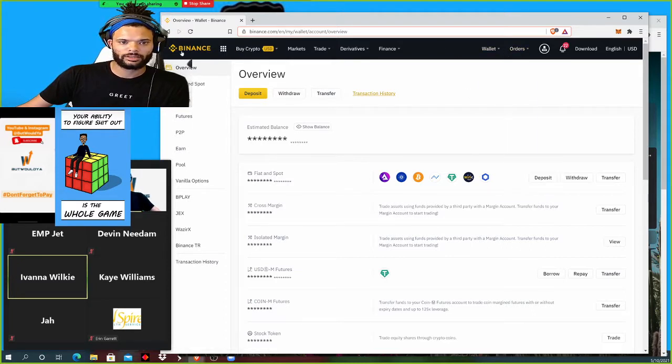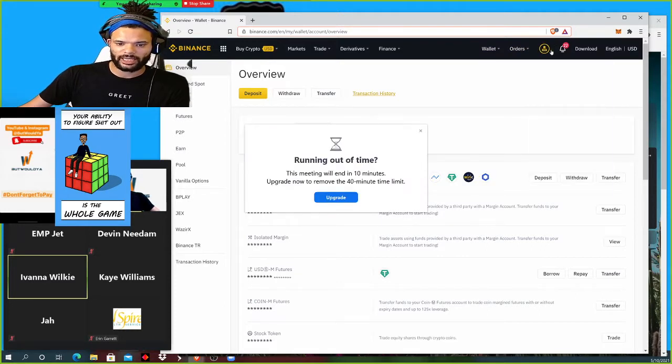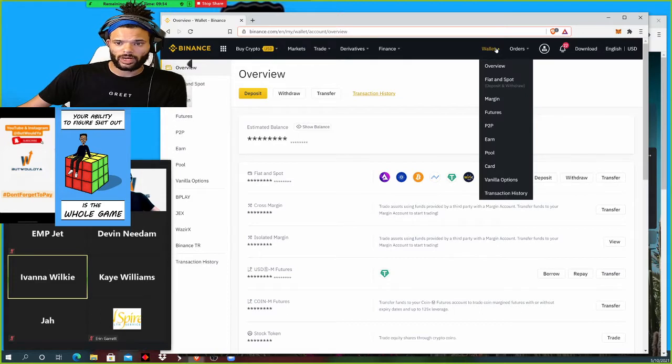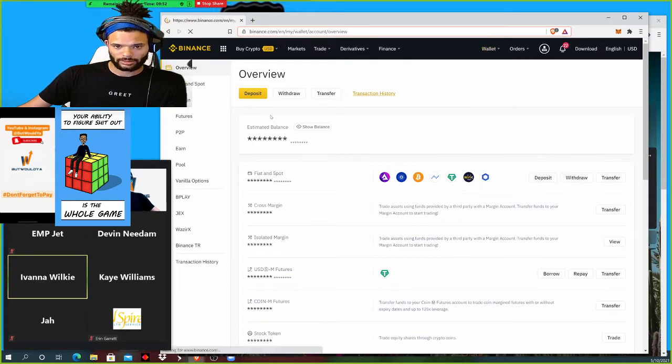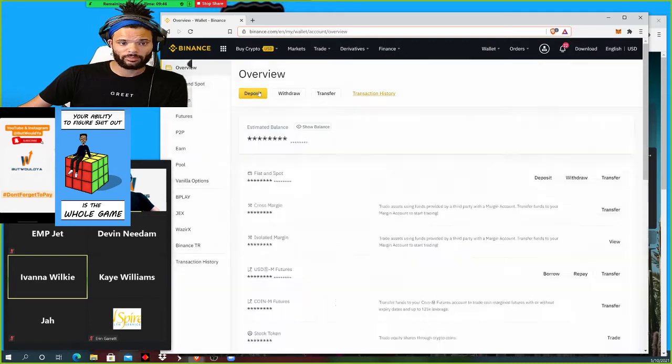So once we get on Binance again, we got our account set up. We use the email that's not associated with any of our other emails, or just not associated with the previous email if you've tried to sign into Binance before. You go to wallet overview. That gets you here. And then from here, you would just deposit.